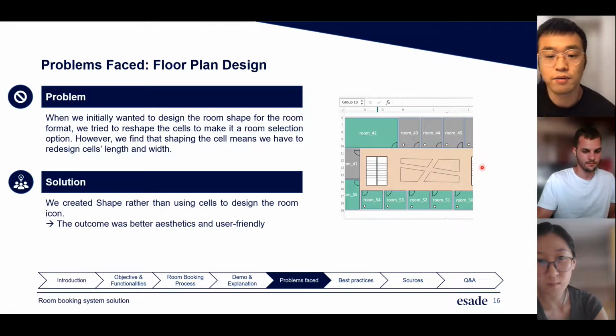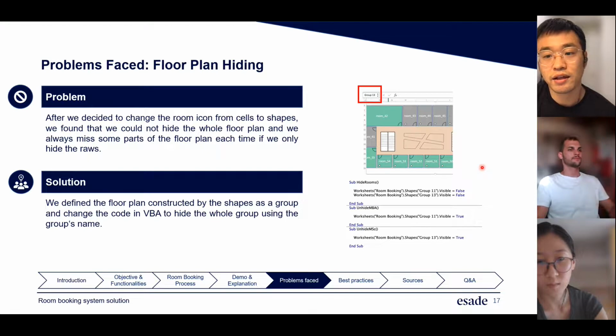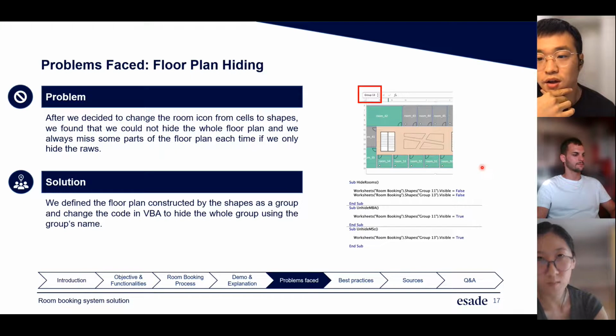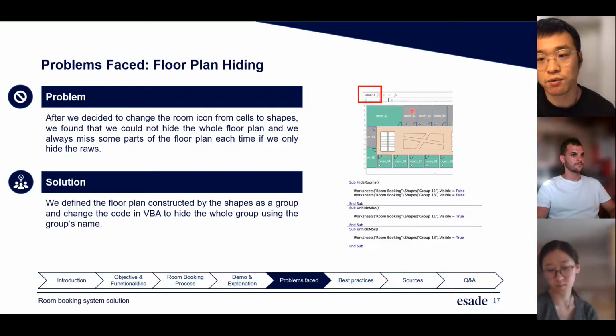And the second problem is the floor plan hiding, and Ale did mention that. When the user opens the drop-down list of the building, he can select which building he wants to book. So if he chooses the MBA building, it will unhide the MBA building and hide the SC building.